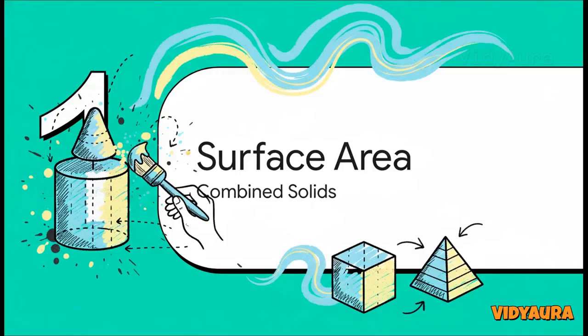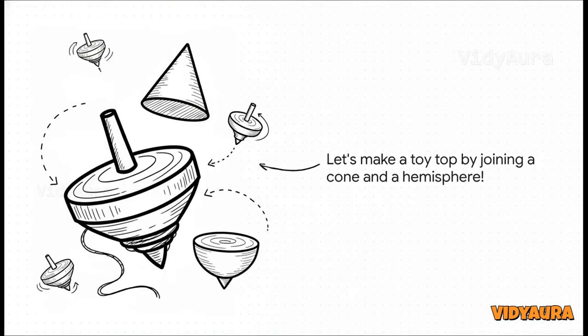All right, let's kick things off with part 1, finding the surface area of these combined shapes. The easiest way to think about this is imagine you have to paint one of these objects. How would you know how much paint to buy? Well, that's what surface area tells us. So to really get this, let's build something simple together.